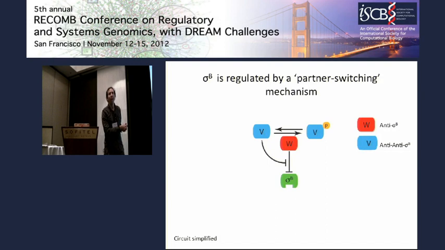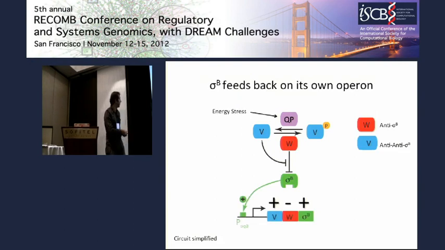Okay. Now, how does this system get activated by stress? Well, there's a phosphatase that comes in and dephosphorylates the anti-anti-sigma factor. That leads to this inactivation of the anti-sigma factor and release of sigma B, which can go and activate the system. There's one other interesting aspect of this circuit, which is that there's a feedback loop here where sigma B activates its own operon and therefore activates its own gene as well as the genes for the anti and the anti-anti sigma factors.